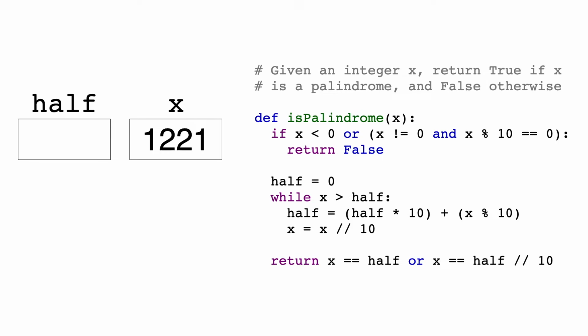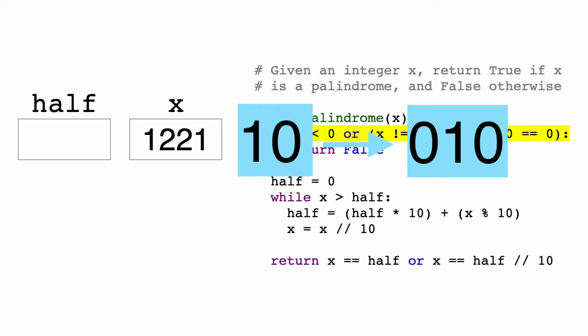Let's assume 1221 is the number x that we are given. First, we need to take care of some edge cases. If a number is negative, then it can never be a palindrome, since the minus sign would always appear on the opposite end, so we can just return false immediately. The other case is that no number ending in a 0 can be a palindrome, because it would also have to have a leading 0. For example, for the number 10 to be a palindrome, it would have to be written as 010, which is not a valid way of writing numbers.